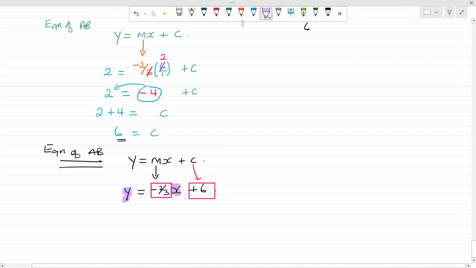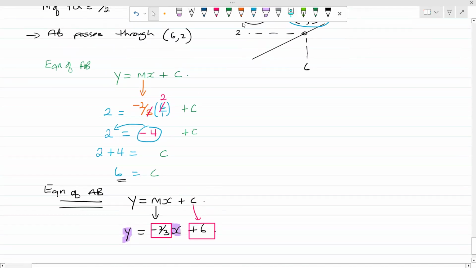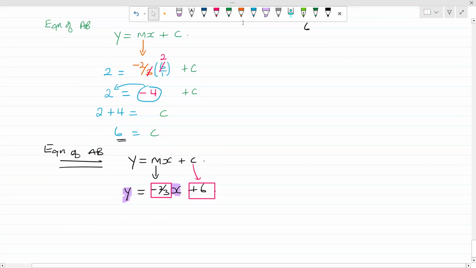Everybody okay with this? Clear? Crystal clear? All right.